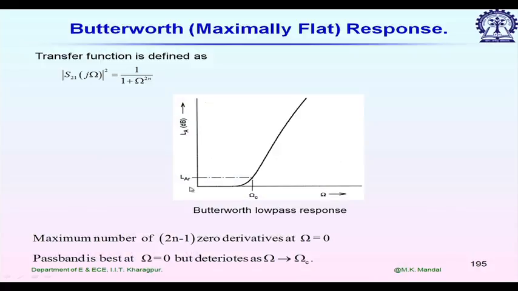we will have a low pass type response, as you can see here. At capital omega equal to 0, loss is 0, and after that it is increasing. It has the property that the maximum number of 2n minus 1 derivatives are zero at omega equal to 0.